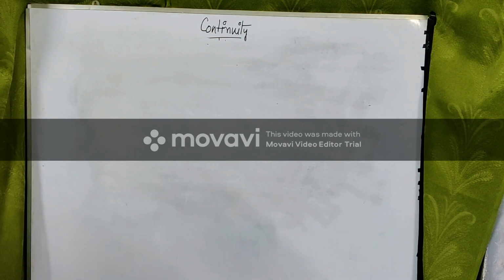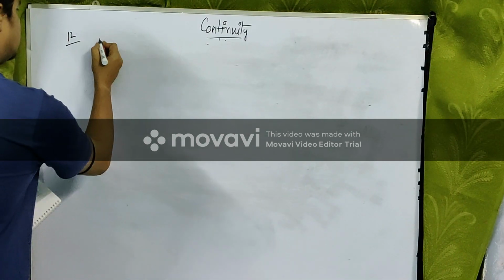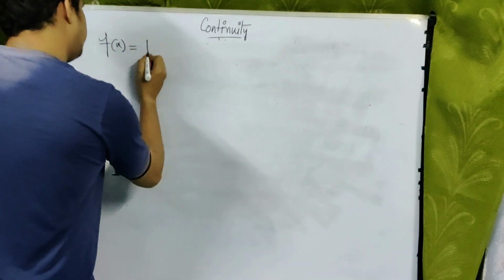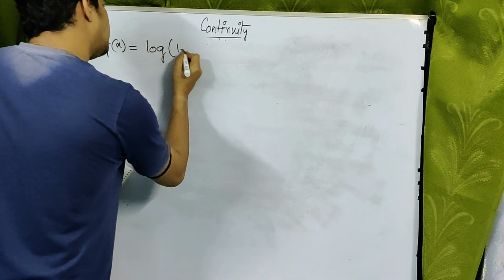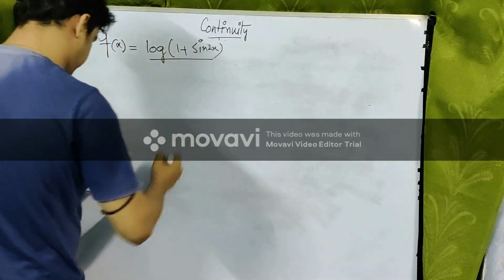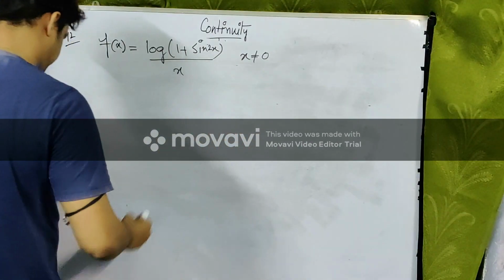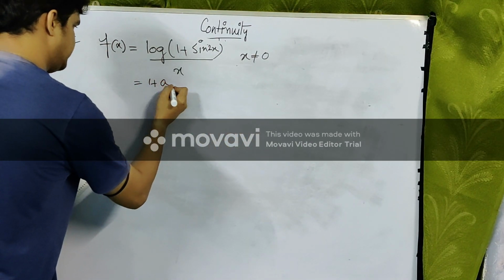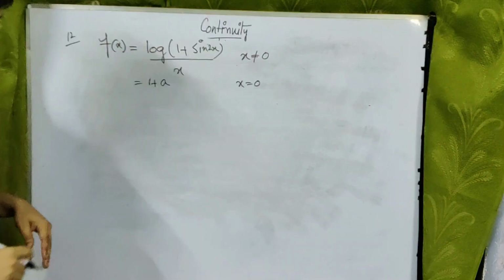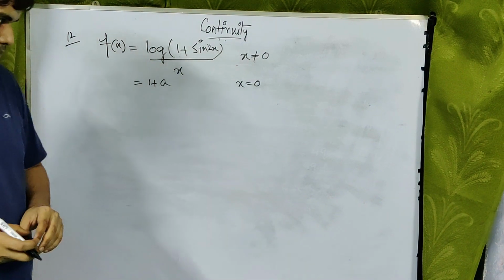Next question is this one. Question number 12. If f(x) equals log of 1 plus sine 2x by x, for x not equal to 0, equals 1 plus a, for x equals 0. Here it is given the function is continuous at x equals 0, and from there we have to find the value of a.